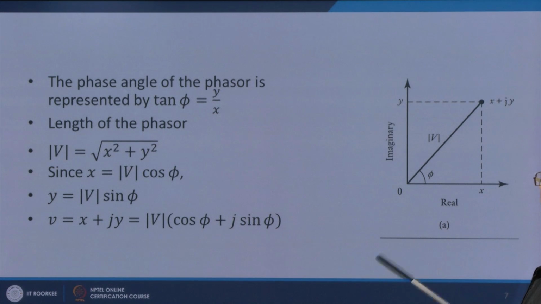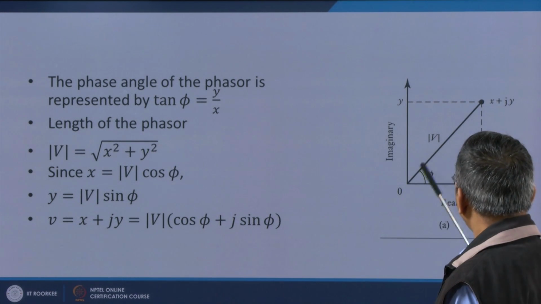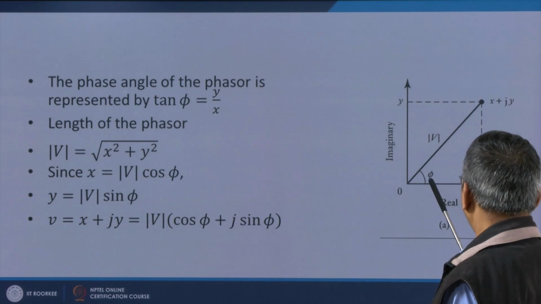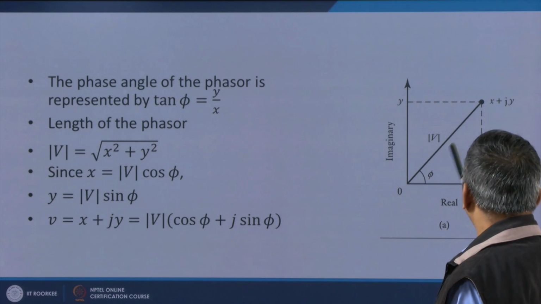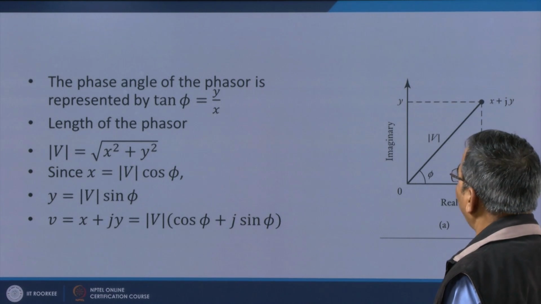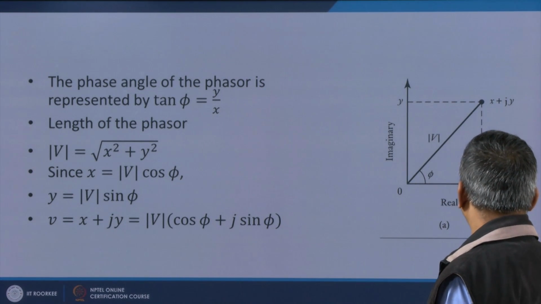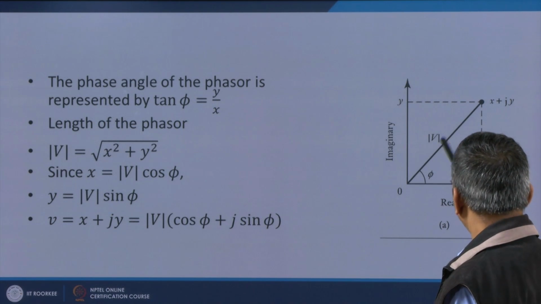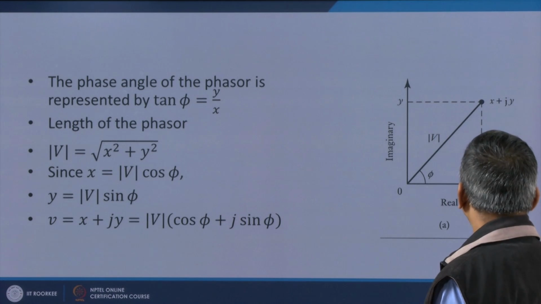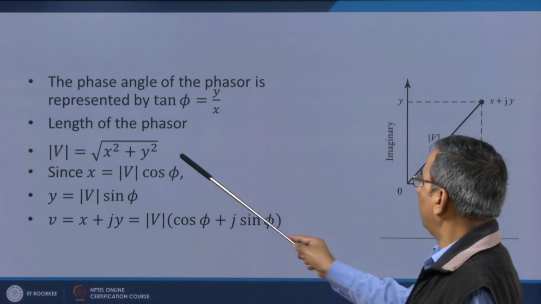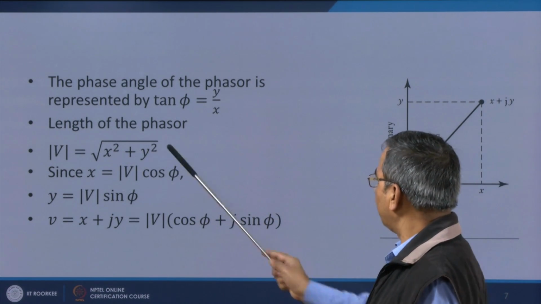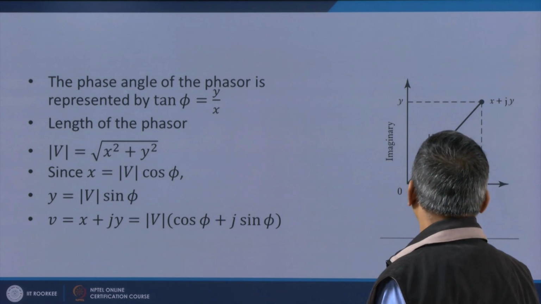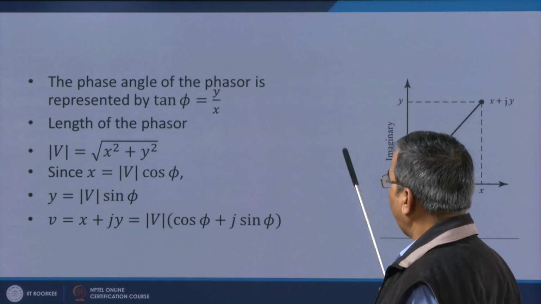So, here in this phasor, you can see that the phase angle we can find out if I just take the tan phi of it. So, this tan phi will be y by x, and the length of the phasor will be basically under root x square plus y square. So, the length of the phasor is under root x square plus y square and the phase angle is given by tan phi is equal to y by x, okay.